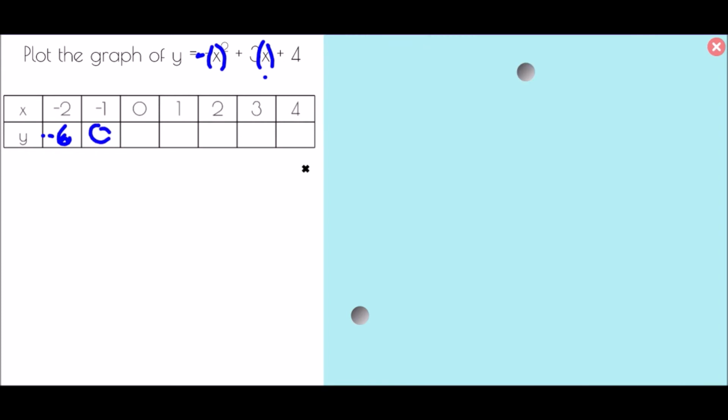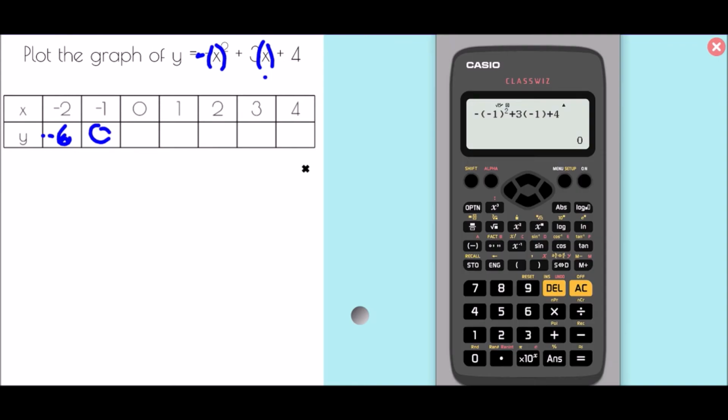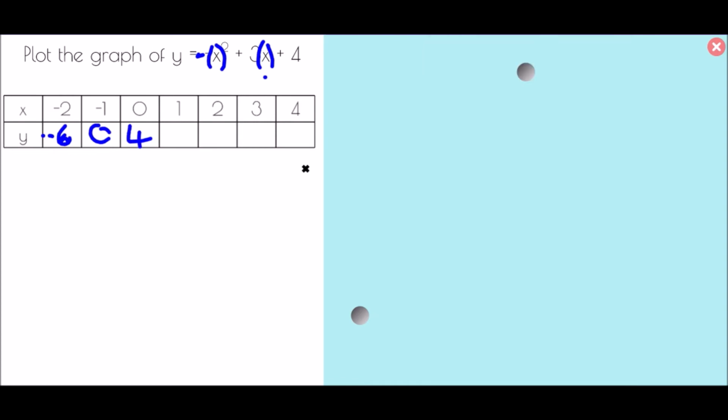If we put 0 into this, I'll just do that one as well. So going back and changing our negatives now to 0. And there we go. We get an answer of 4. If we continue with this, we will get an answer of 6, another answer of 6, another answer of 4, and an answer of 0.